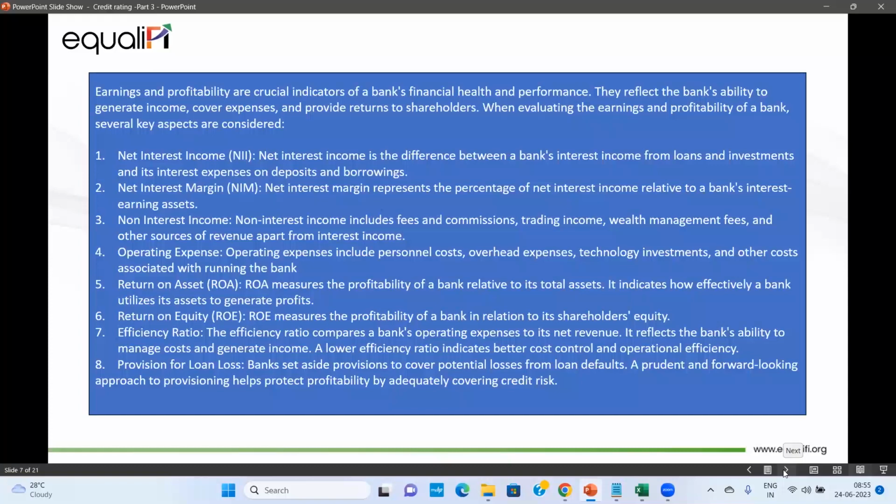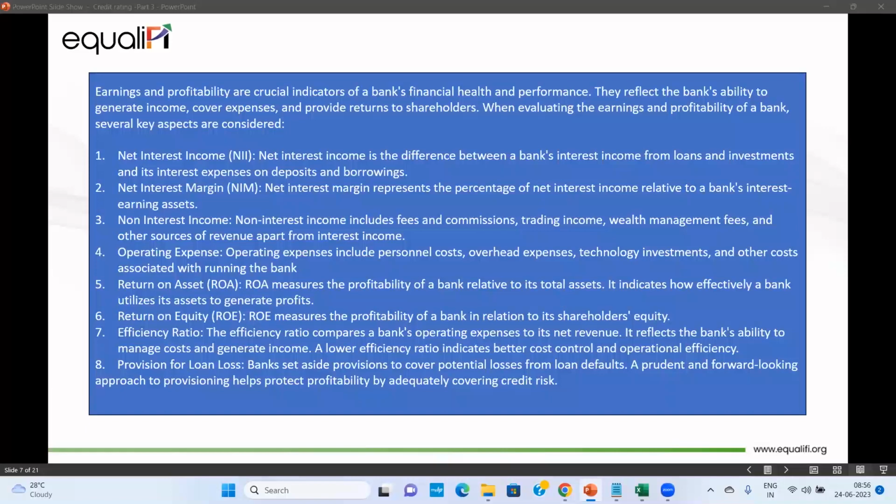One thing is, when we evaluate a bank or a lending institution or an NBFC or a microfinance institution, then there are certain financial parameters based on which we keep on evaluating them. The first one is net interest income. What is that? It's the difference between the bank's interest income from the loans and investments and its interest expense on deposits and borrowings. So this is applicable only to banks, because they can take deposits. NBFCs cannot take deposits, right?